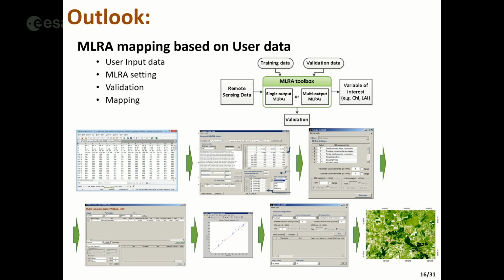In ARTMO, what does it mean? It means a few steps. First we have our input data. We load it. We select our machine learning algorithms. We select a few options, how much data is for training, how much is for validation. It does the validation of all the selected algorithms. You can plot some goodness of fit statistics. And afterwards, you apply it to an image, and you have your map.